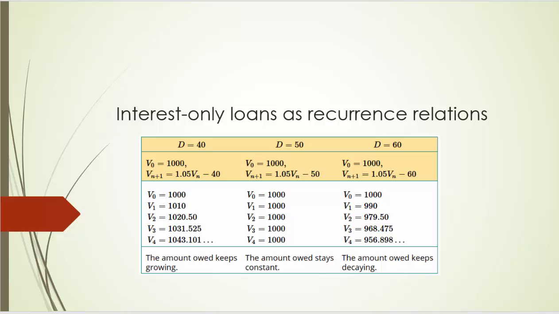The person who's paying back $40 a year is actually letting the loan get bigger and bigger, and in the third one the loan is getting smaller and smaller. So the one in the middle, where the amount owing stays the same, stays constant, that is what we call an interest-only loan. So that $50 is in fact just the 5% on 1,000, hence the interest.